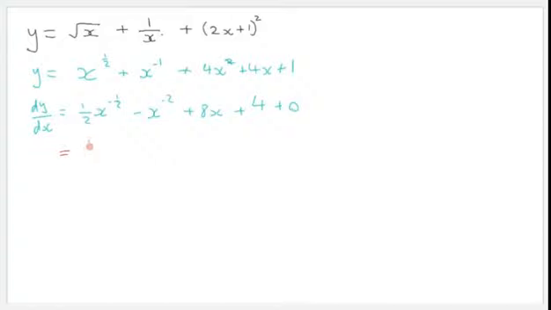So you could probably go a half times 1 over the square root of x, because the minus a half is 1 over x to the half, and then x to the half is square root, so 1 over the square root of x. Then you have minus 1 over x squared, if you really wanted to write it like this, and then plus 8x plus 4.